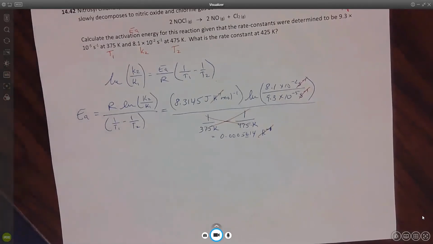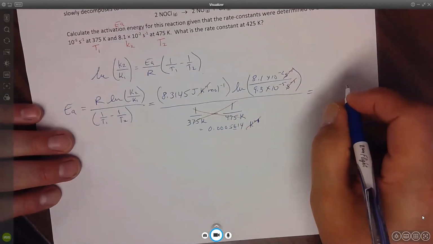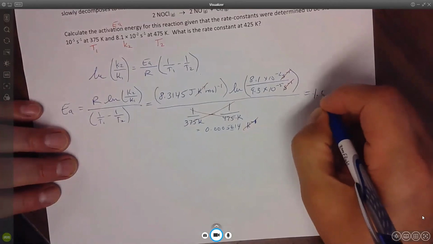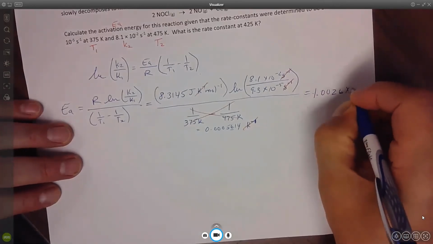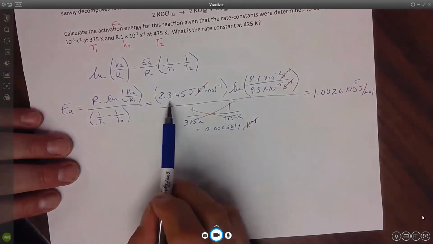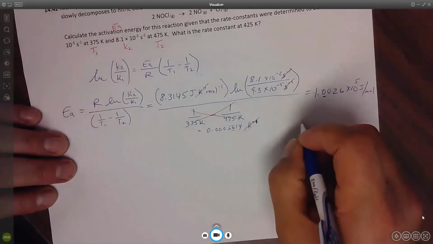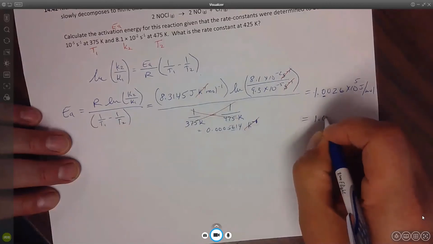Okay. Any questions with that? Good stuff. Okay, so we'll plug that into our calculator, and we are going to get 1.0026 times 10 to the 5th joules per mole. Let's see, we have 5 sig figs and 2 sig figs, so this is going to be 2 sig figs. So in the end, we'll say it's 1.0.